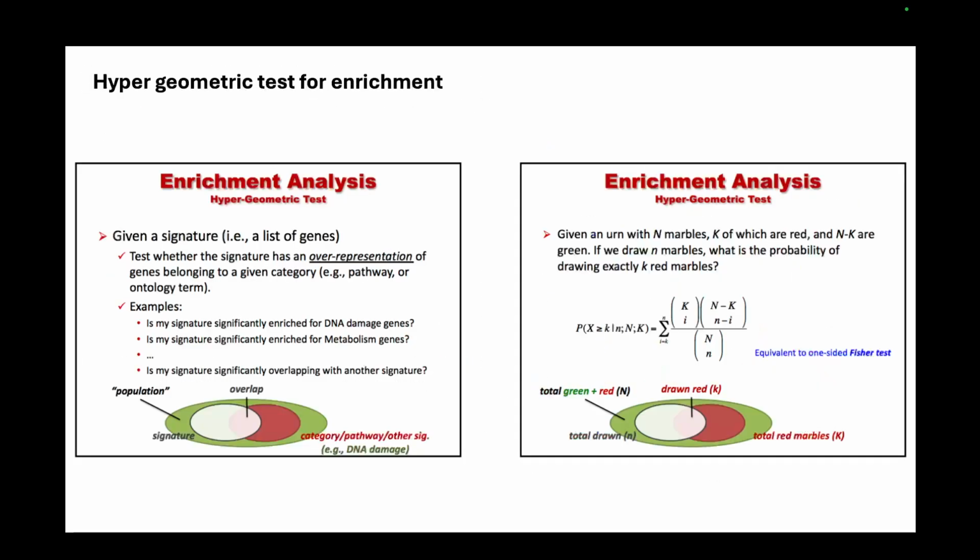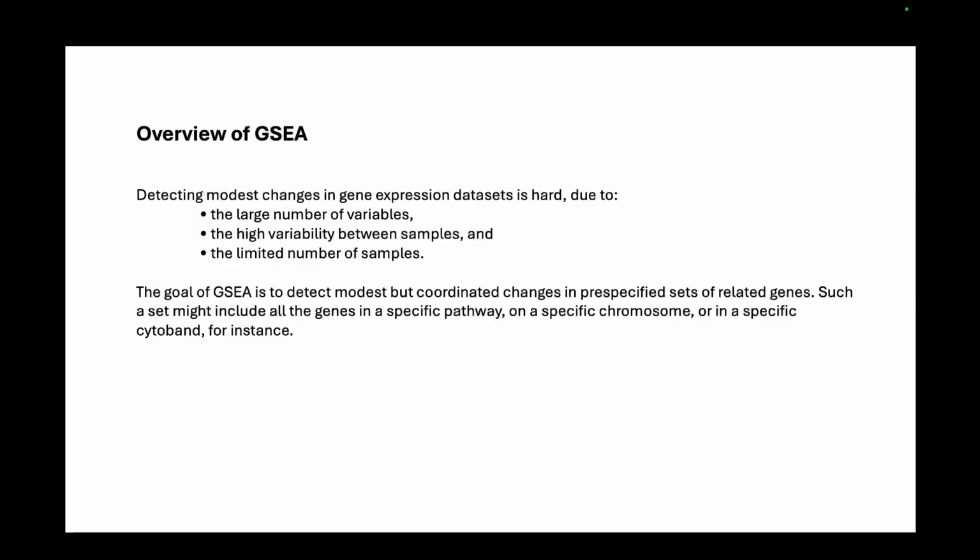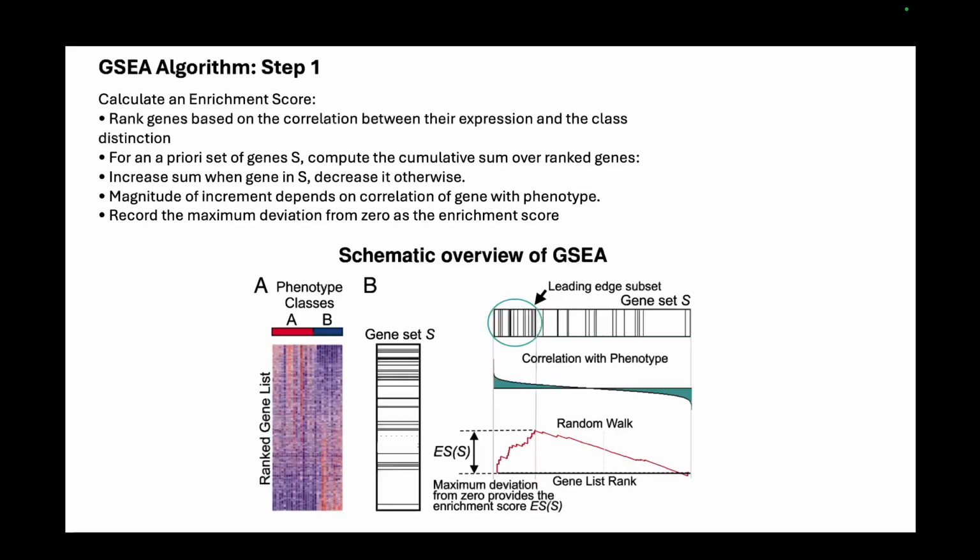Okay, I will not go into this in detail, just give you an overview of GSEA. In the first step, it ranks the genes based on correlation between the expression and class distinction. It computes the cumulative sum over all ranked genes, increasing the sum when a gene is in the set S, and otherwise it decreases. So it goes through all the genes. If the gene is present in the list, it increases the sum, otherwise it continues. And it records the maximum deviation from zero as the enrichment score.